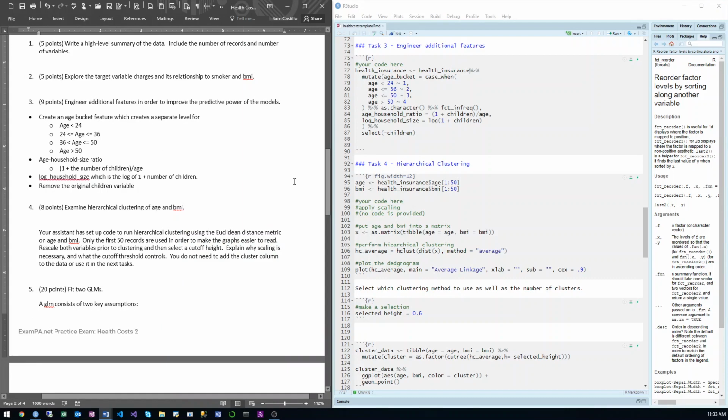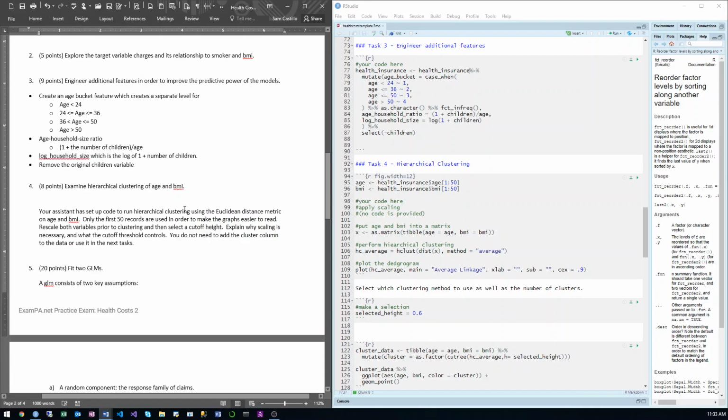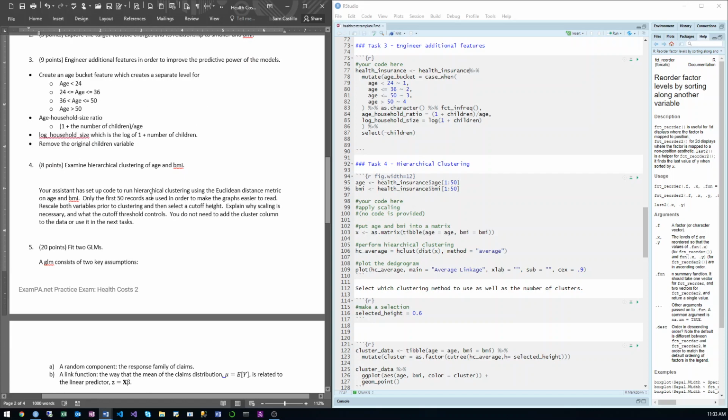Task 4, examine hierarchical clustering of age and BMI. Your assistant has set up code to run hierarchical clustering using the Euclidean distance metric on age and BMI. Only the first 50 records are used in order to make the graphs easier to read. Rescale both variables prior to clustering and then select a cutoff height. Explain why scaling is necessary and what the cutoff threshold controls. You do not need to add the cluster column to the data or use it in the next tasks.